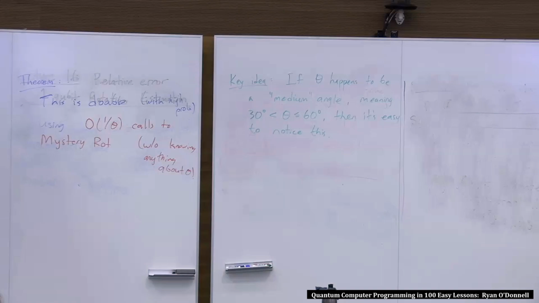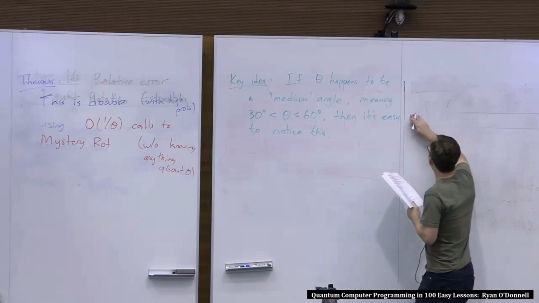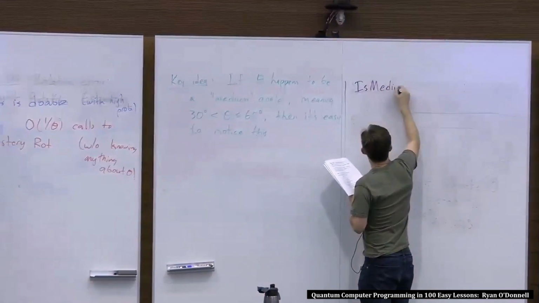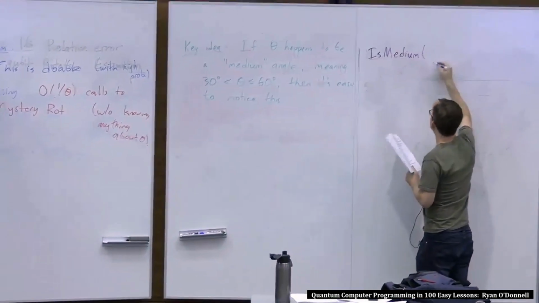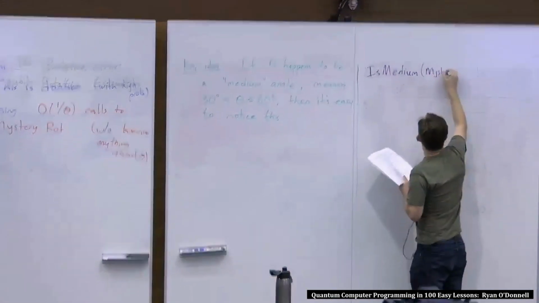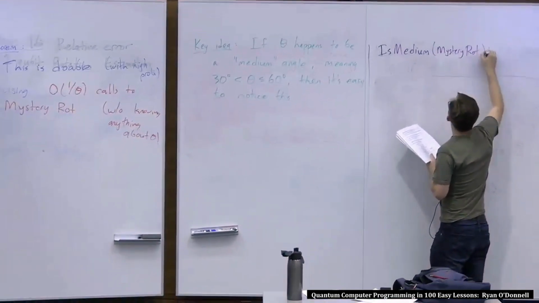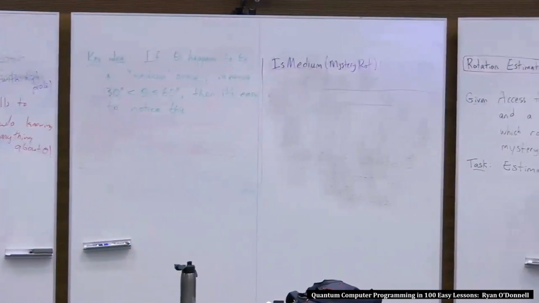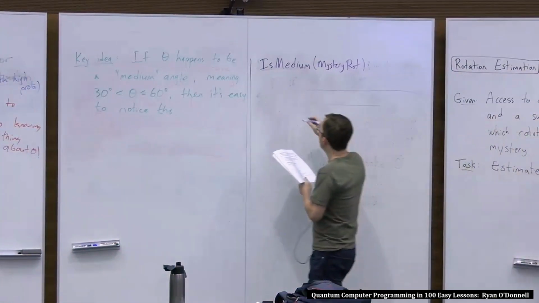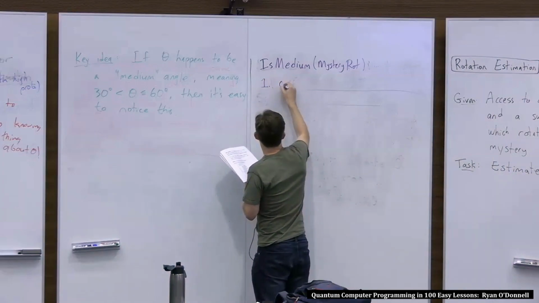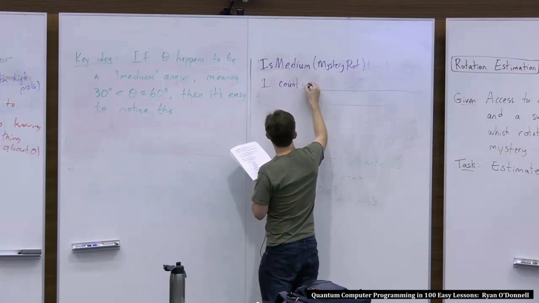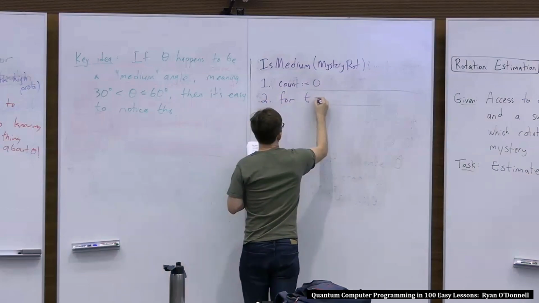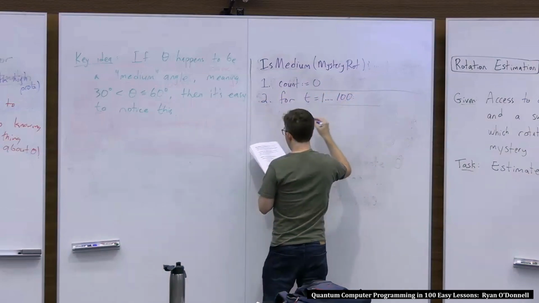Indeed. So let's exactly work that out. I'll make this routine, which I'll call is medium. I'm going to pass into it a function. It's a very sophisticated move. This is medium subroutine takes in a rotation function, in this case, mystery rot. And I'm just going to do this kind of statistical algorithm where I'll start count, a normal classical variable, at 0. I have 100 in my notes. So let's do 100 trials.